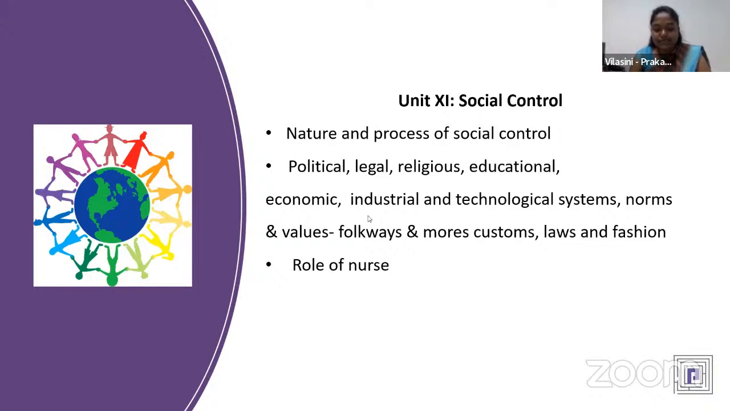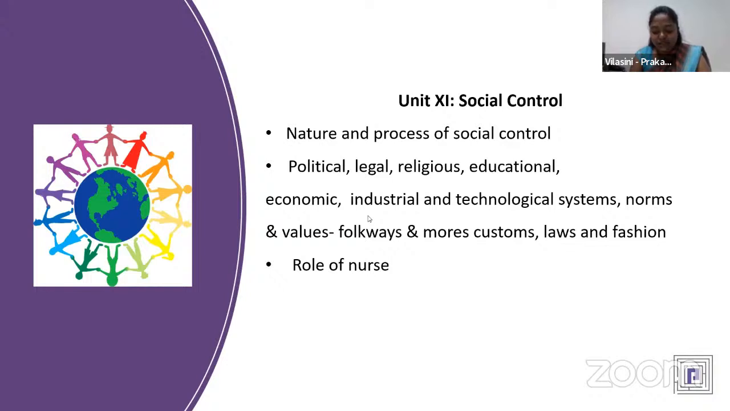The next is industrial and technological systems. Here there is rapid industrialization, which is responsible for urbanization. Urbanization can land up with many problems which will influence the health of a person. The next, norms. Norms are the standards of society. Norms can be clearly termed as the rules for how a person has to behave.